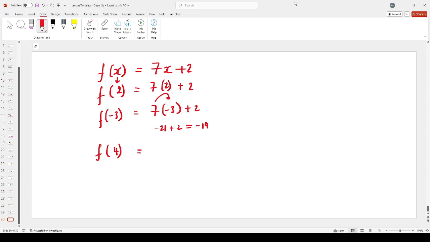Zell, we seem to have lost you, dude. Where you at? Have you got an answer for this one? Thank you, Sia. Thank you, Ardeon. That's fine. Alright, okay. So we replace the x with 4. Right. 7 times 4 is 28. 28 plus 2 is 30.